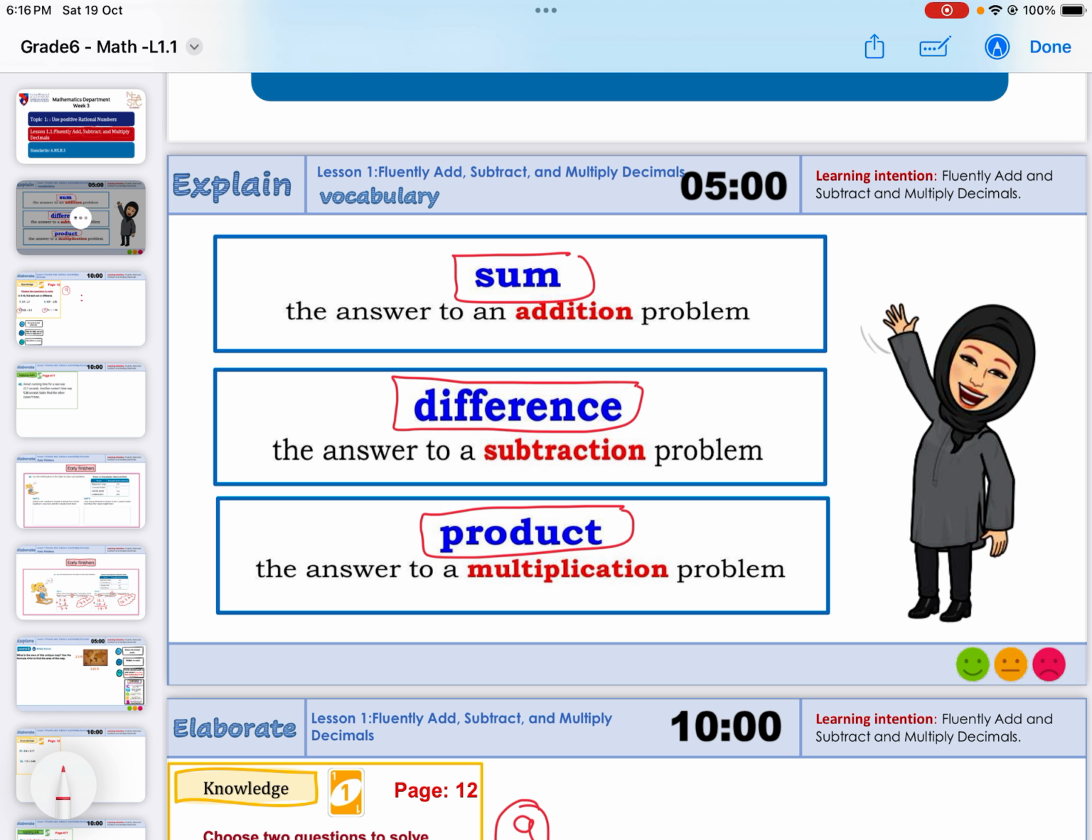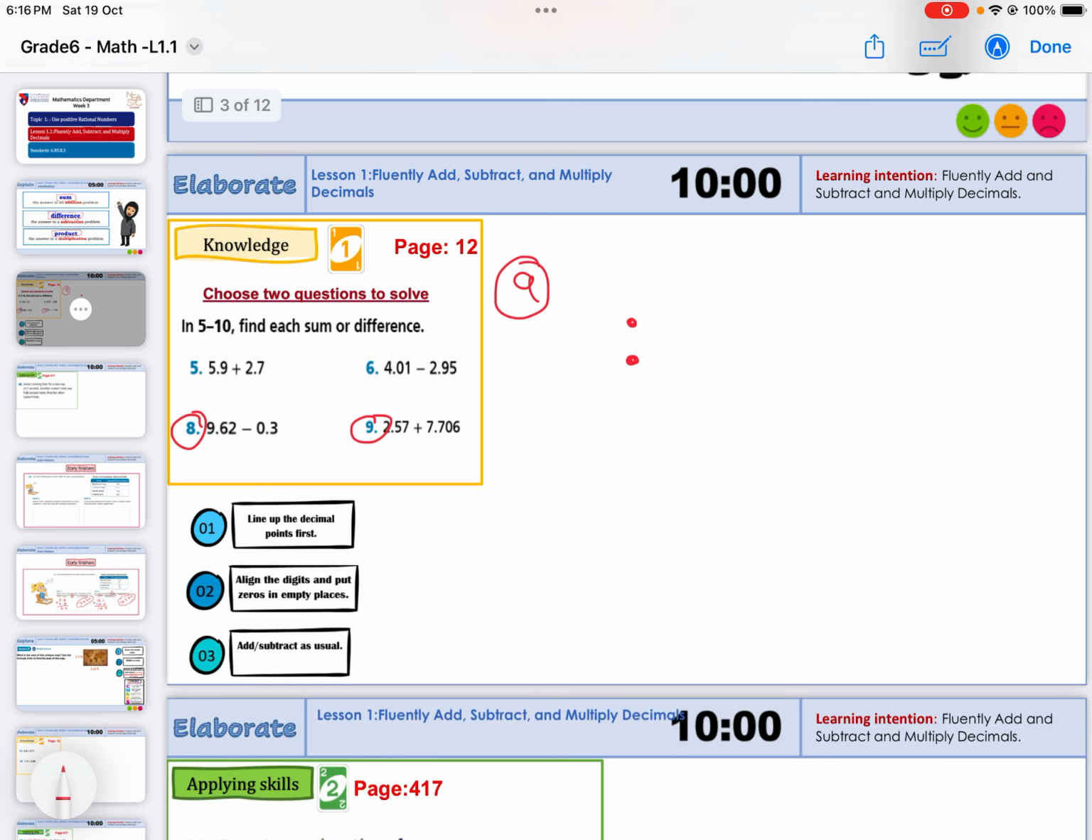Okay, so please pay close attention to each one of the vocab words as you may have them coming in the test. So let's start with the first topic, how to add and subtract decimals. So I picked here two questions to help you understand the idea. As you can see, I circled for you the steps. Step 1, you should line up the decimal points. Step 2, align the digits and put zeros in the empty places. Step 3, just add and subtract.